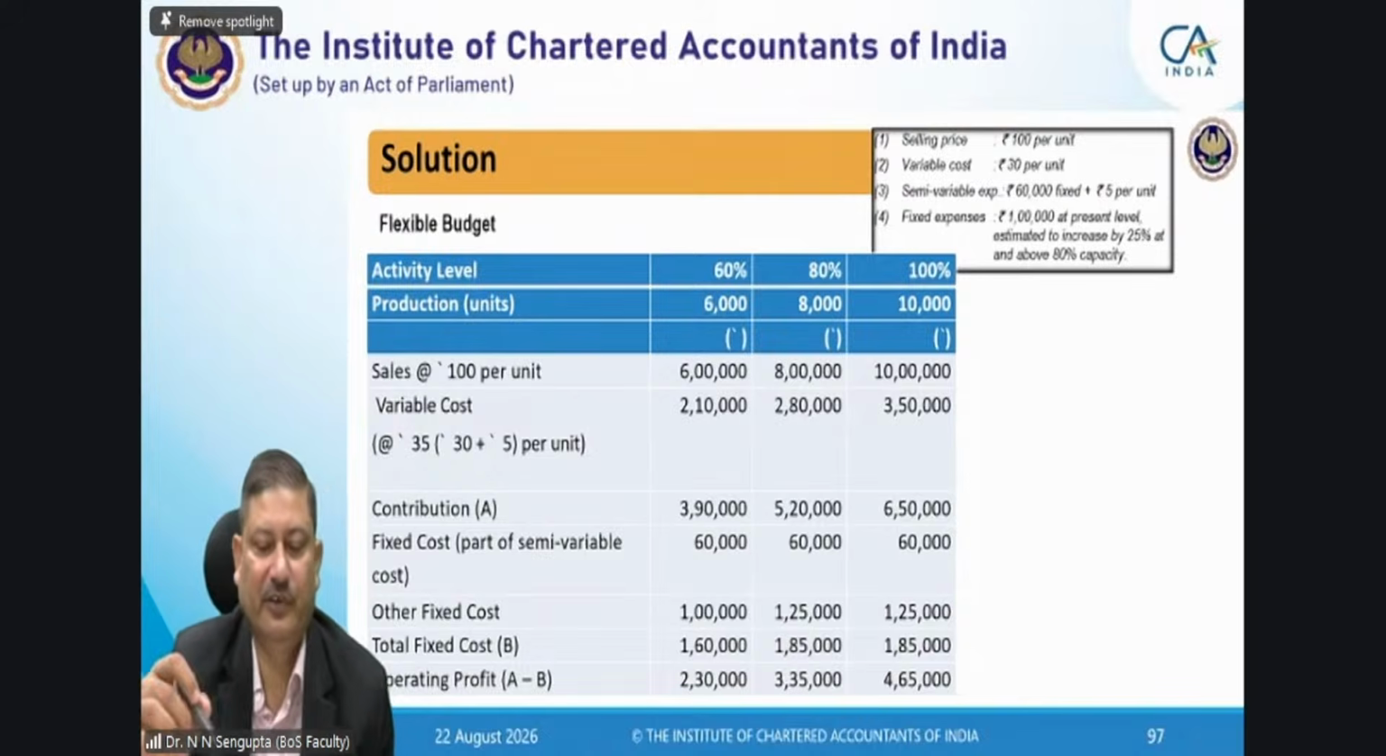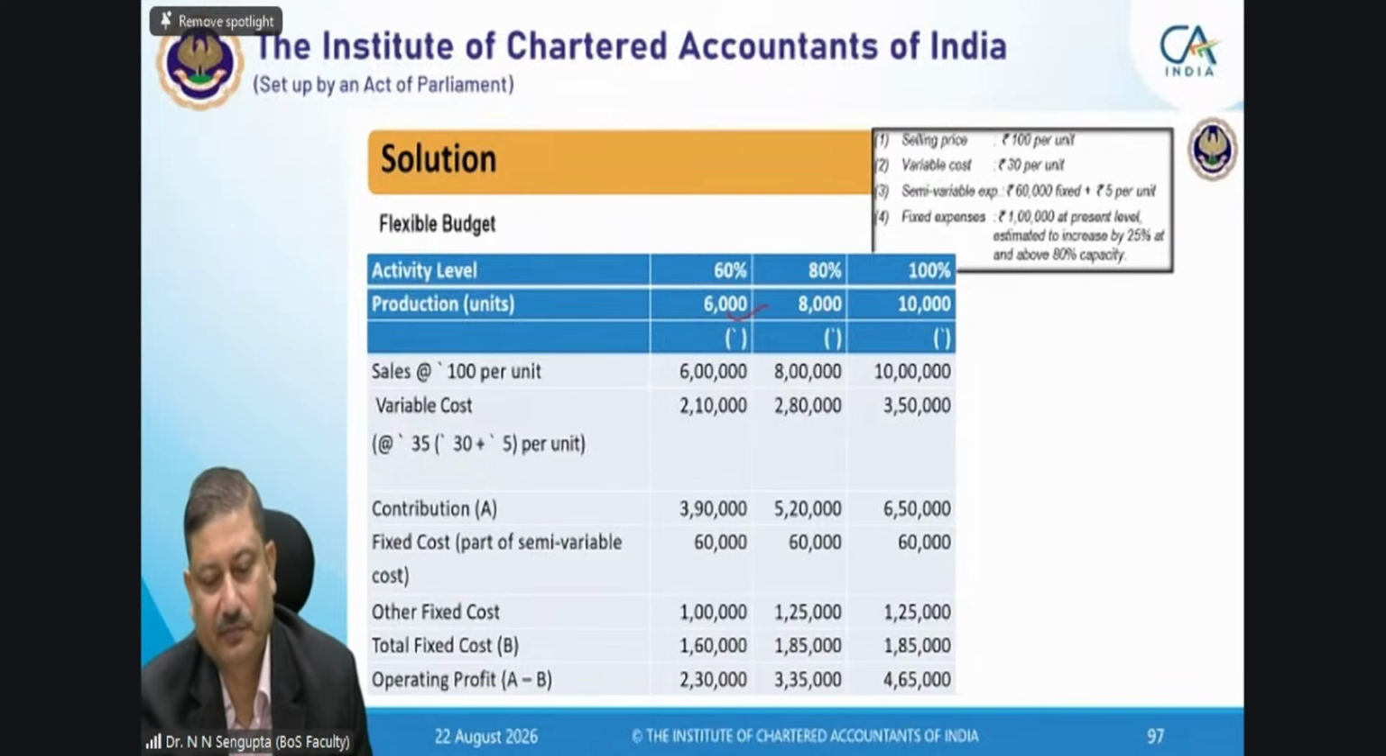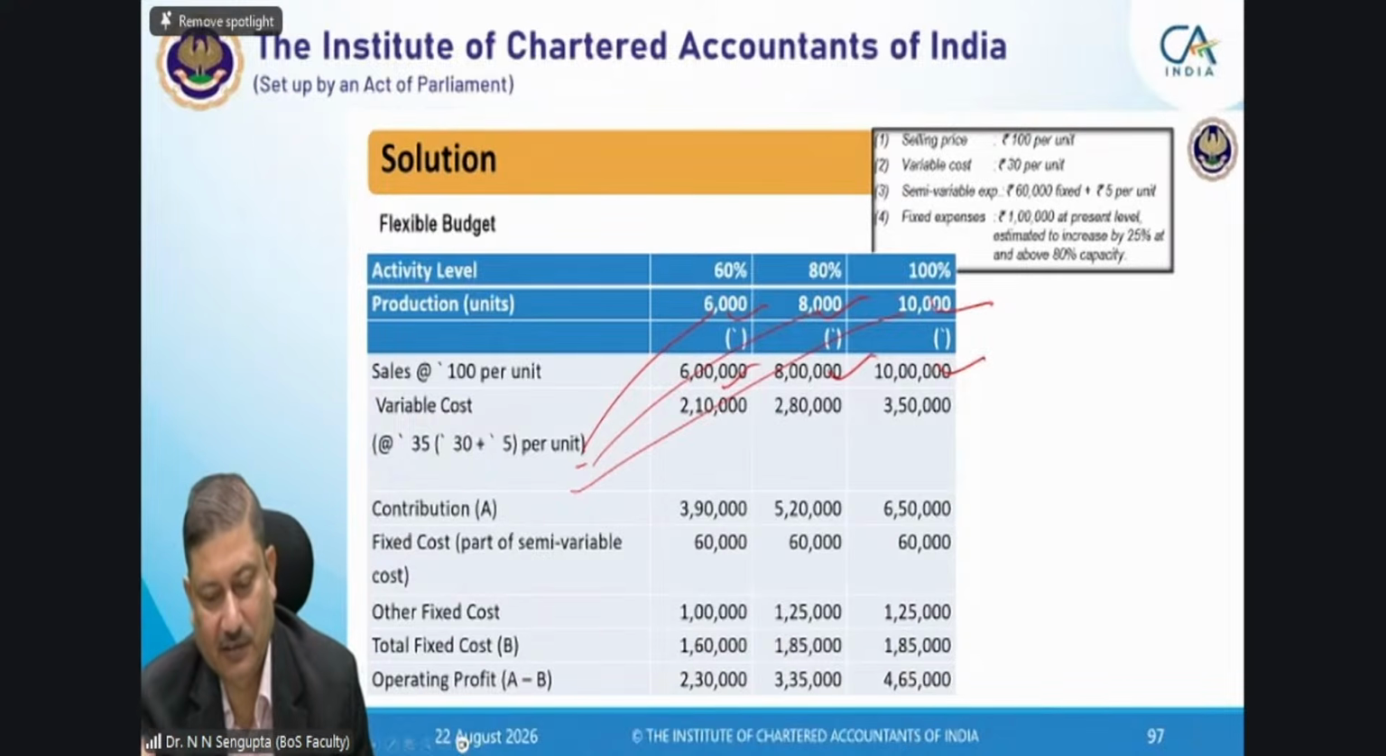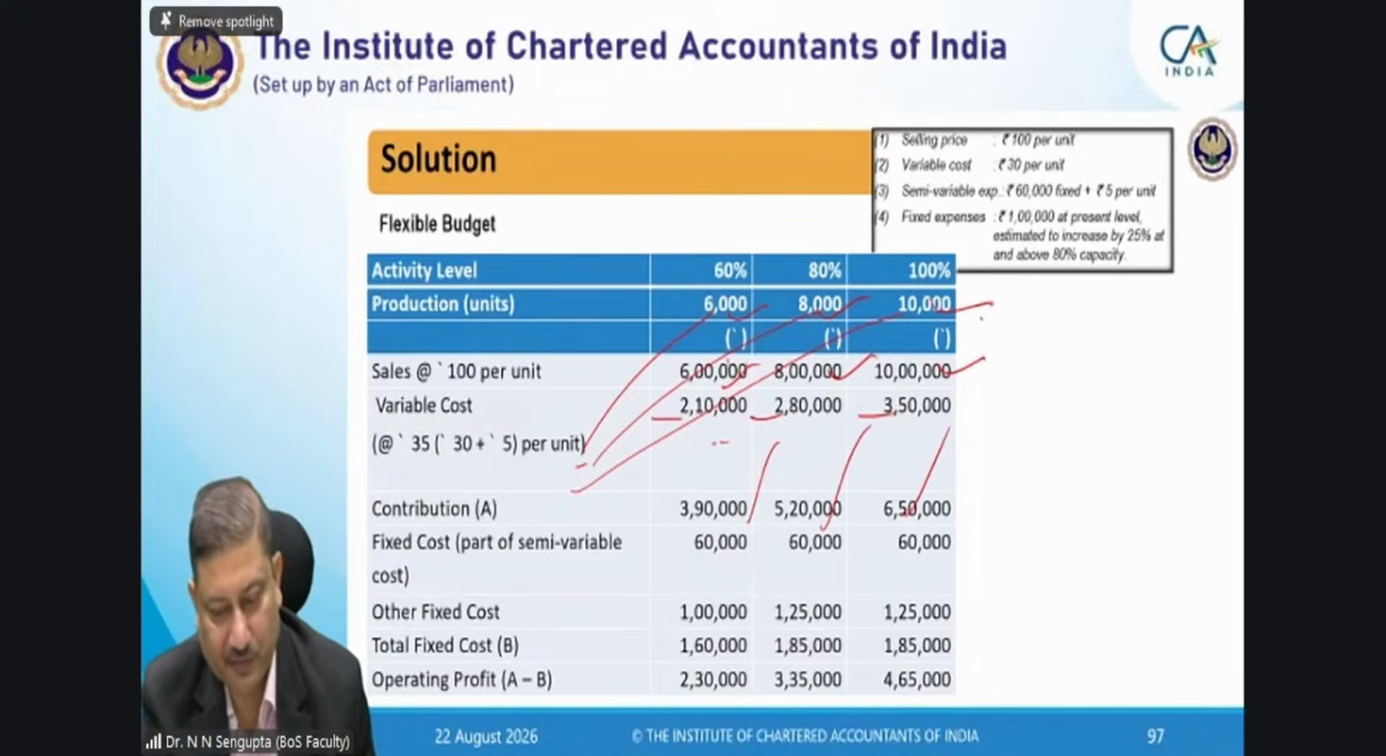So units we have written here. Sales we have put here, multiplying by 100. Variable cost is 35, that is 30 plus 5 of semi-variable. So 35 multiplied by 6,000, 35 multiplied by 8,000, 35 multiplied by 10,000. So these are the variable costs. If you reduce this from sales, this will be your contribution.